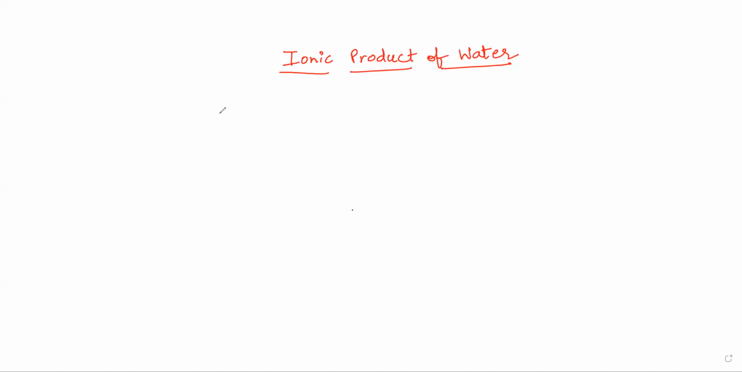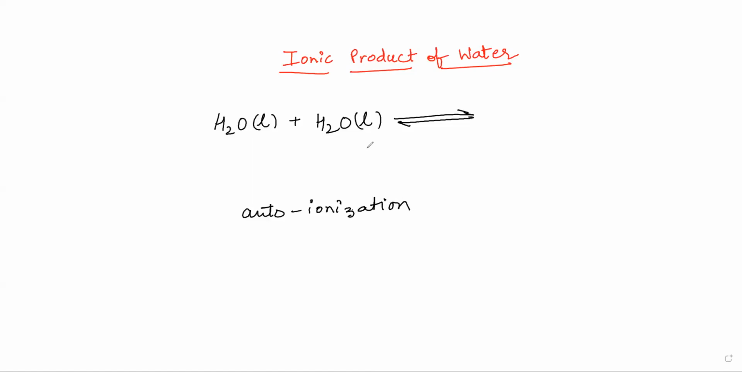Suppose I take a water molecule, H2O, plus another water molecule. What will happen here? A very nice phenomenon known as auto-ionization. So this water molecule, let me mark it as A and this one as B. This A water molecule will lose a proton. After losing a proton, it will change into OH negative, correct?